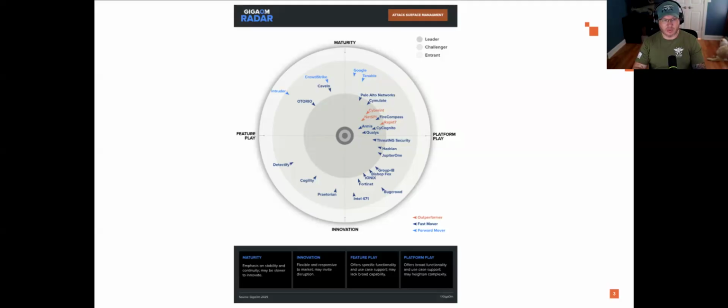So what you're seeing here on the radar is the culmination of all that research and all that math plotted out 360 degrees, top to bottom, maturity versus innovation, left to right, feature versus platform play. Now, nobody's a pure anything. That's why there's gradients. There's some that are further to the left. There's some that are straddling a line. There's some that are leaders. There's some that are challengers, and there's some that are entrants.